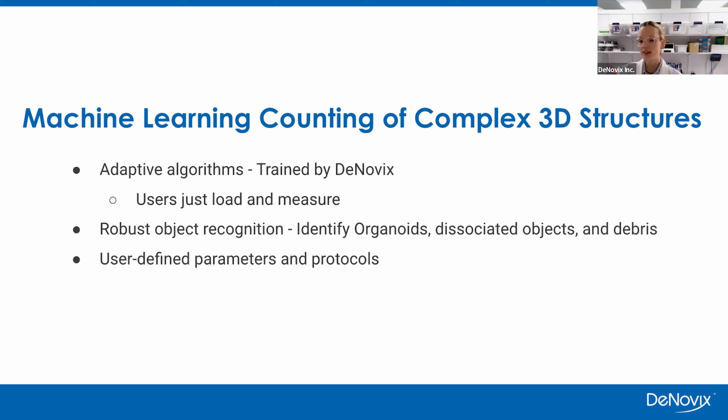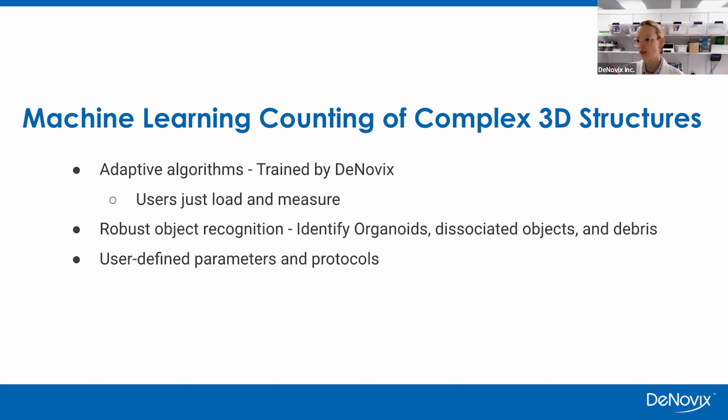How are we tackling this? We are using machine learning to count these structures. We are using adaptive algorithms trained by DeNovix scientists. So we are scientists working with you scientists. We've done all the hard work behind the scenes so that all you have to do is load your sample and measure. It's very important to note that there is no training at all on your end.